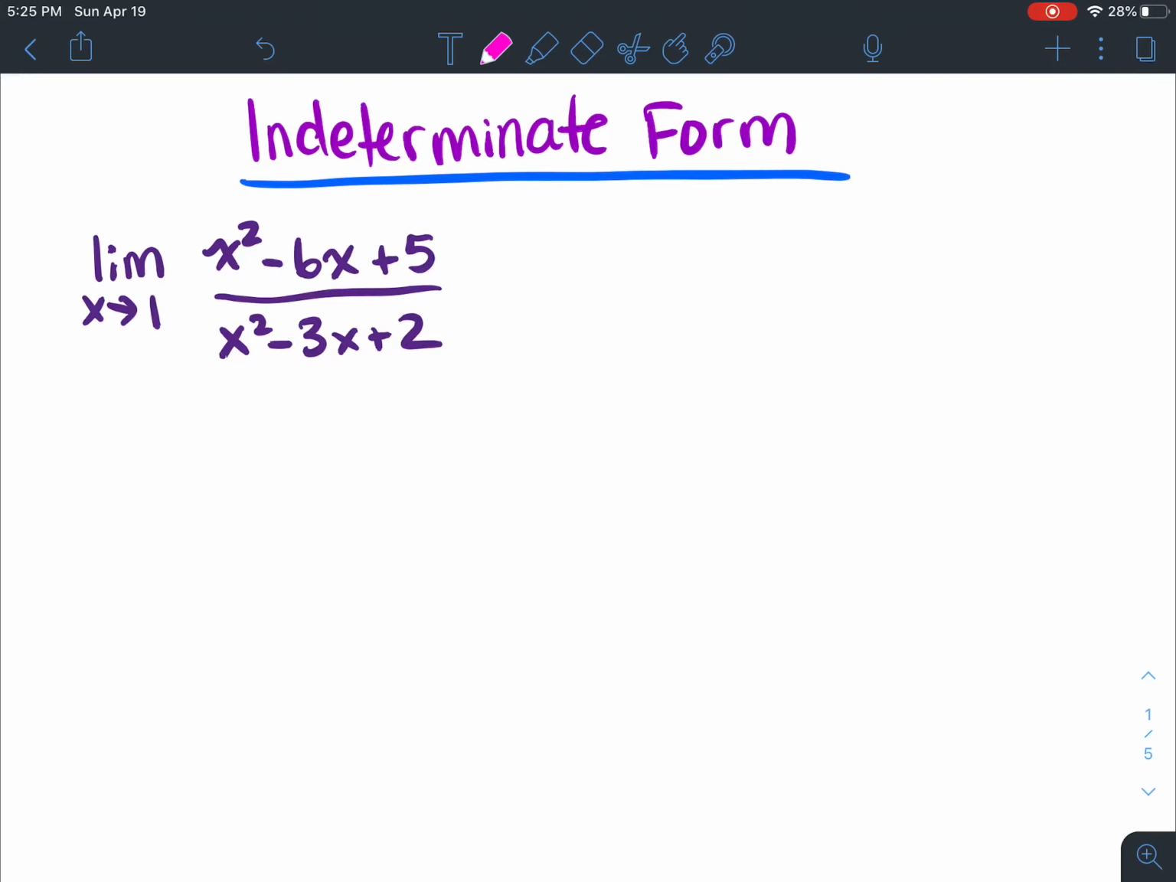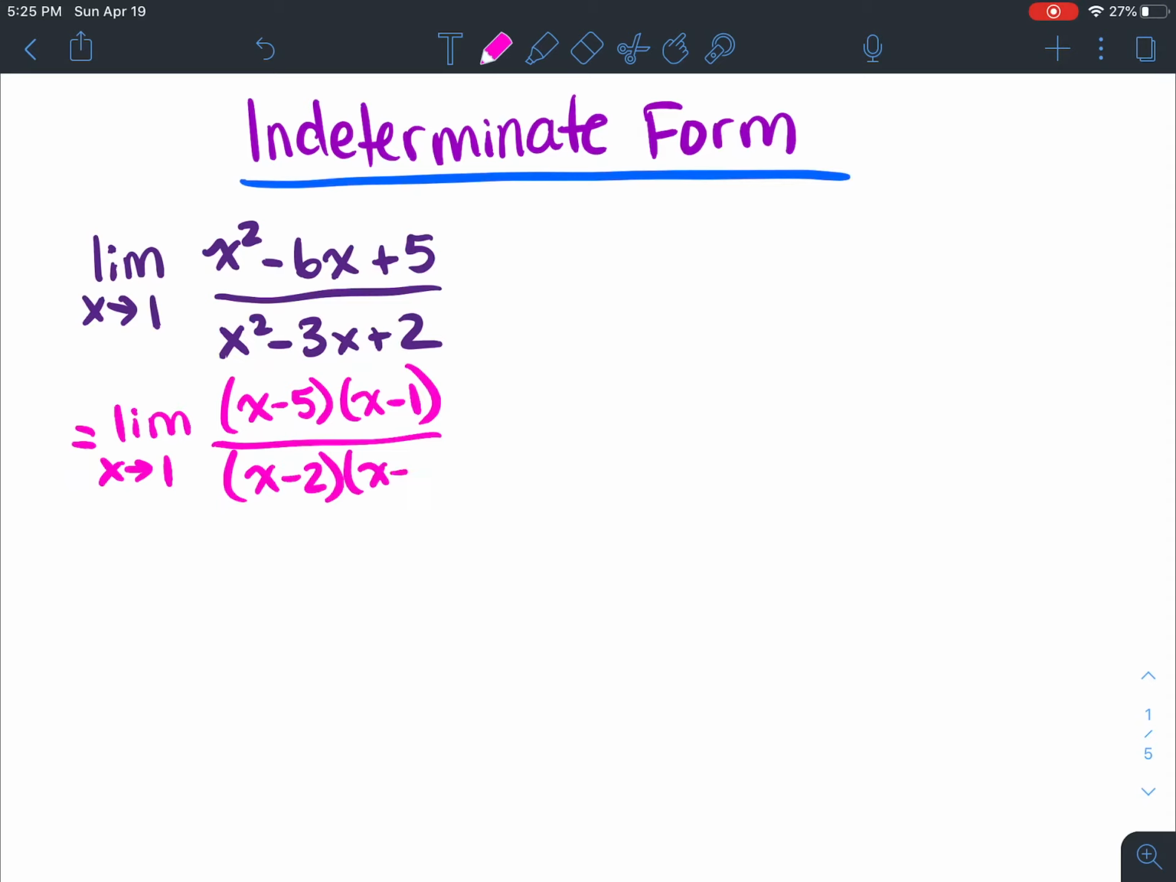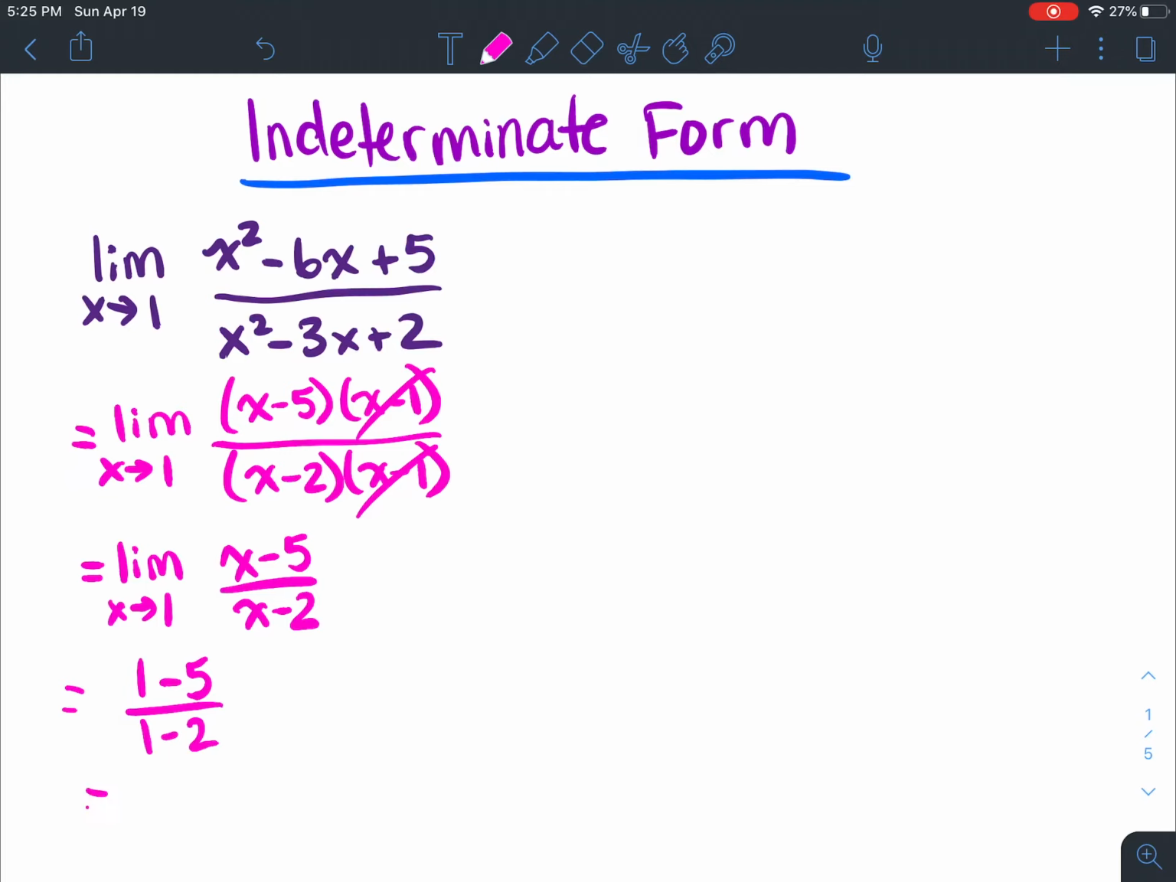So we could actually factor the top and bottom in this case. So we could find the limit as x approaches 1. And if we factor, we get x minus 5 over x minus 1. It's just a trinomial. And then x minus 2 over x minus 1. So then these guys actually cancel out, which makes sense because we're going to have a hole in our graph at 1. And we're left with x minus 5 over x minus 2. And now if we sub a 1 in, we will get 1 minus 5 over 1 minus 2, which is 4.